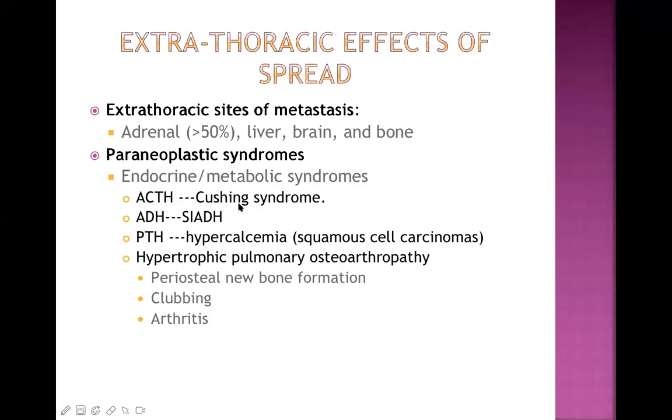Adrenocorticotropic hormone can result in Cushing syndrome. ADH, antidiuretic hormone, can result in syndrome of inappropriate ADH secretion. Means there is excessive ADH now inside the body. This is parathyroid hormone, which results in hypercalcemia, and this is mainly seen in squamous cell carcinoma. All others are more common in small cell carcinoma.